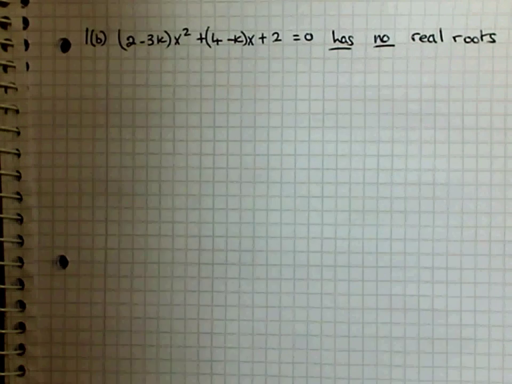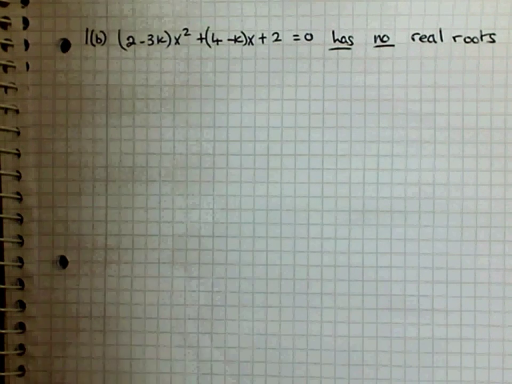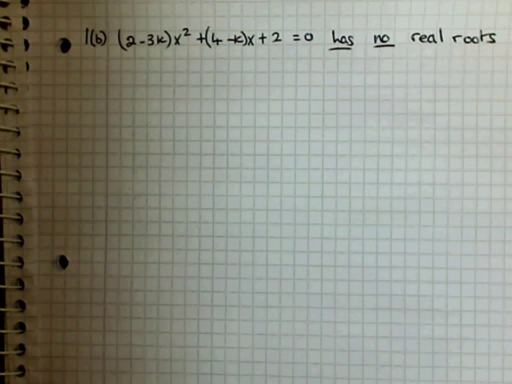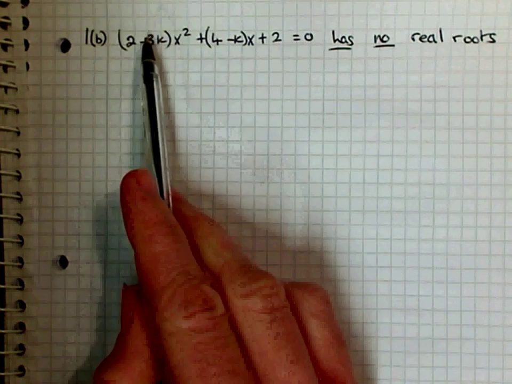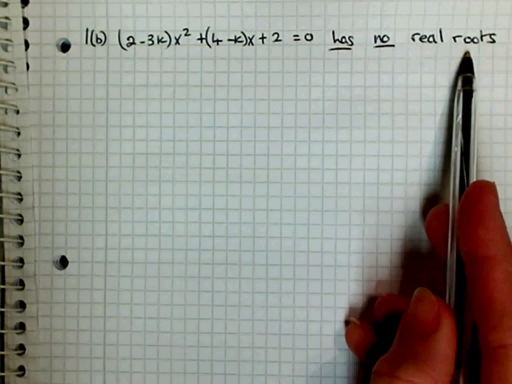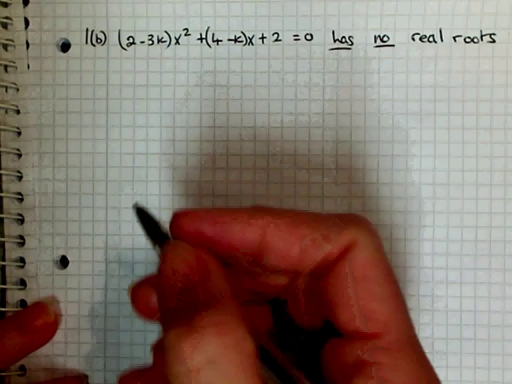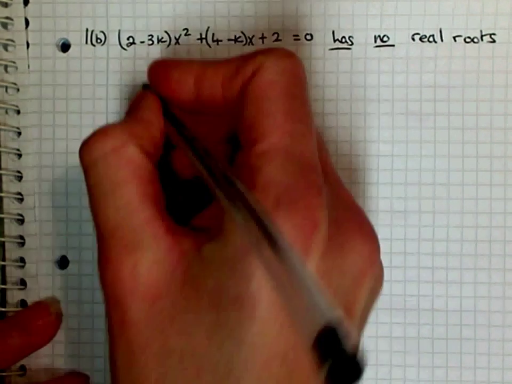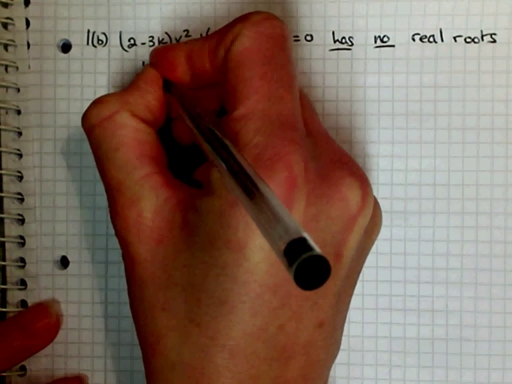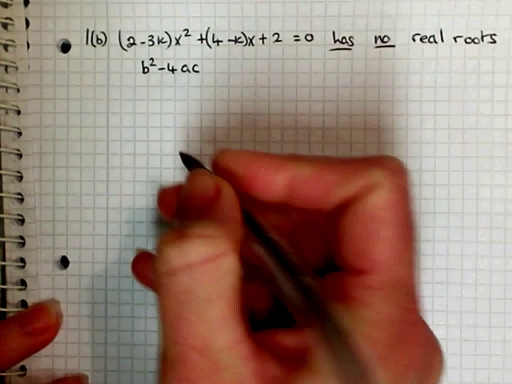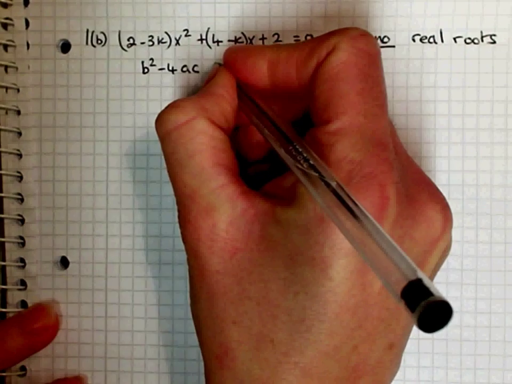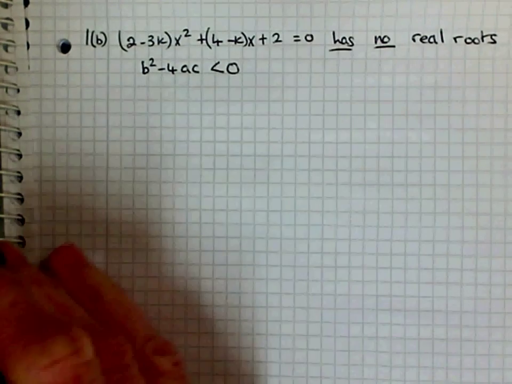So this is the 5th year summer exam, question 1, part B. This question asks you to find the values of k for which this equation has no real roots. So no real roots, bringing us into the minus b formula, specifically the b squared minus 4ac part, and for no real roots, b squared minus 4ac is less than 0.